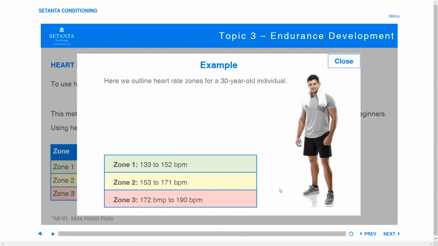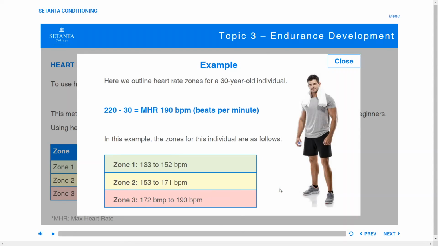Here we outline sample heart rate zones for a 30-year-old individual. Using the formula to estimate heart rate, 220 minus your age, we calculate this individual's max heart rate to be 190 beats per minute, or BPM for short. Next, you must multiply the maximum heart rate by 60 and 70% for Zone 1. Multiply it by 70 and 80% to determine Zone 2, and multiply by 80 and 90% to determine Zone 3.